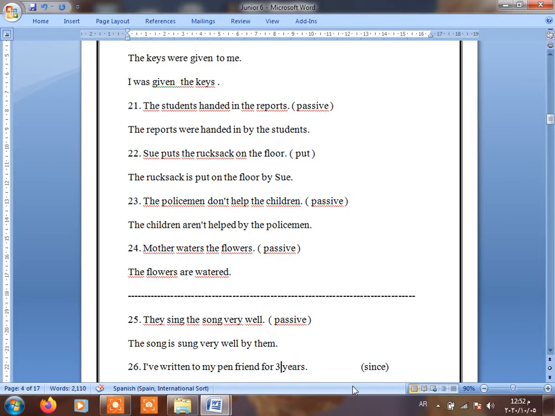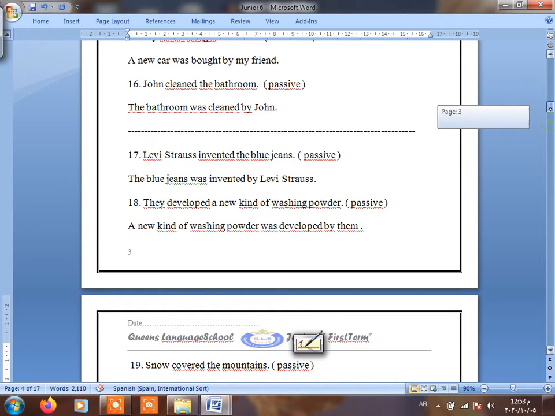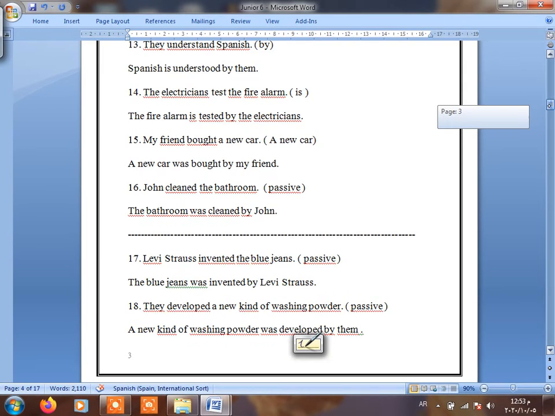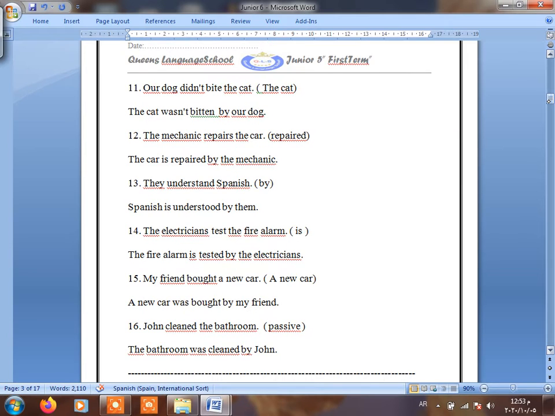Okay, as for this part, the present perfect has already been covered. Now let's take a quick look at the examples here. How can I know that I want to change this sentence into passive? So sometimes, like number 1 here, our dog didn't bite the cat, he told me to start with the cat, and the cat here is the object. So that's passive. Sometimes he asked me to use the verb in past participle, which is also passive.